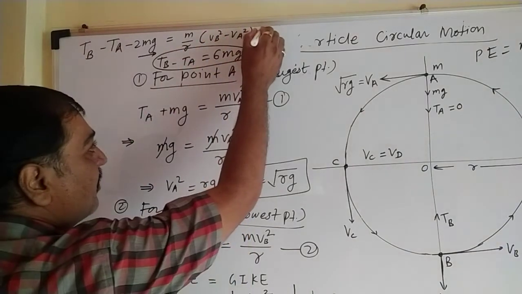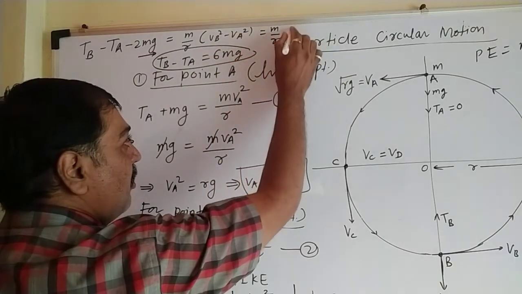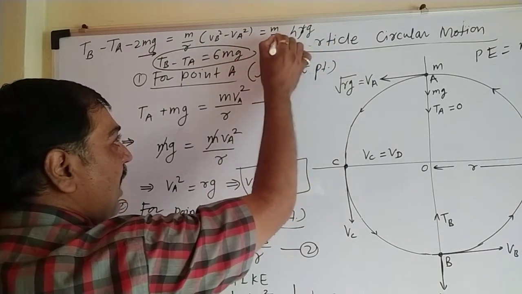Suppose I will write here like this. M by r as it is. 5rg minus rg, it is 4 of rg. This r cancels with this r.